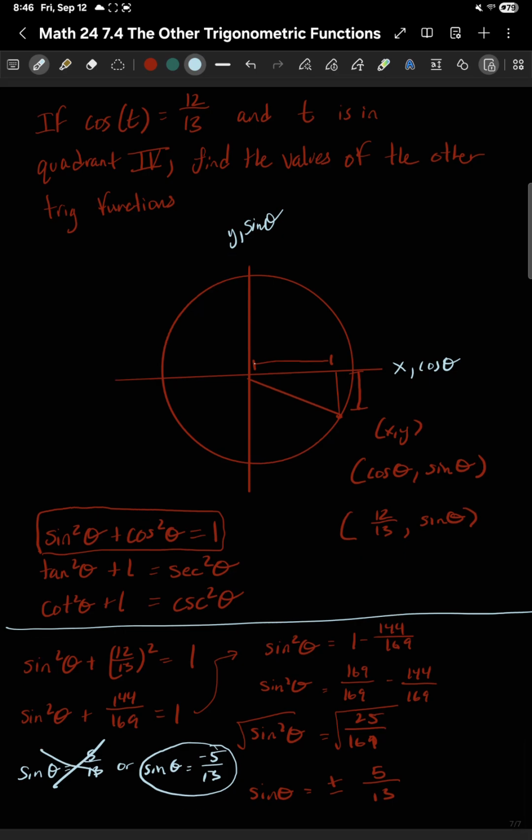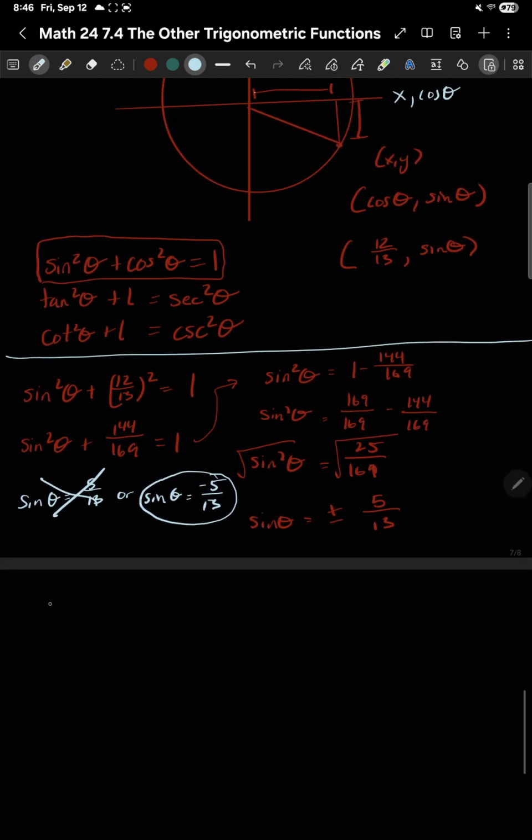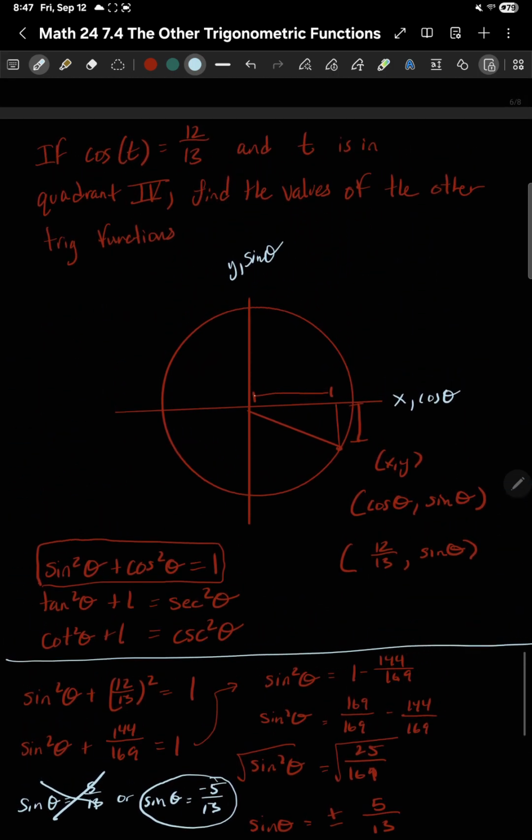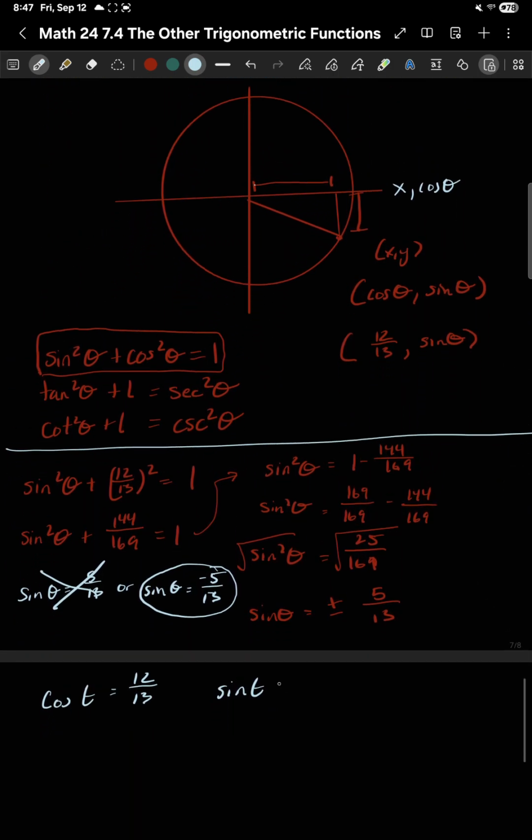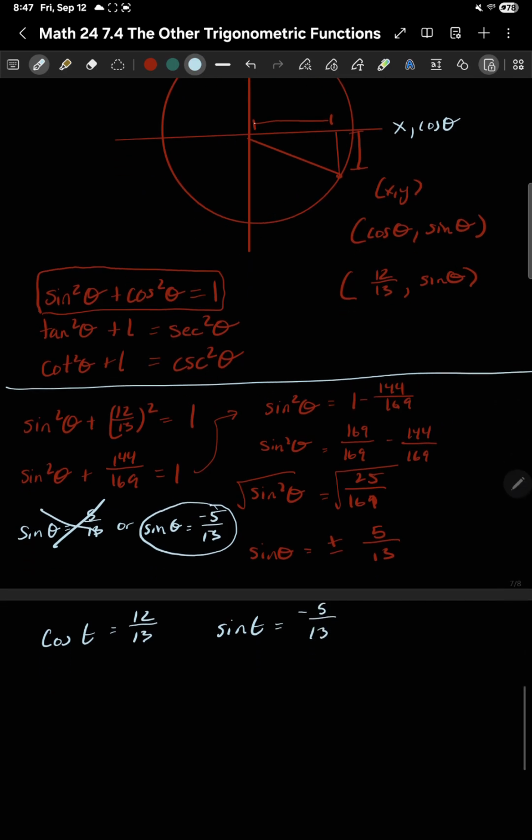Cool. So let's go to a new page. We know that cosine of t is equal to 12 over 13. Sine of t, and I switched it to theta, but that's okay, it's just a variable, is negative 5 over 13. And they want us to find all the other trig functions. So tangent of t, remember that's just sine over cosine. And so the 13s are going to cancel. We're going to get negative 5 over 12.